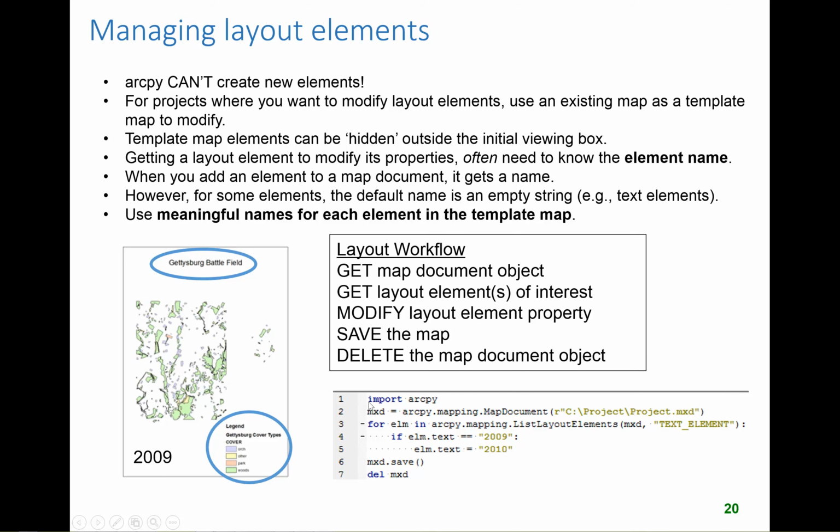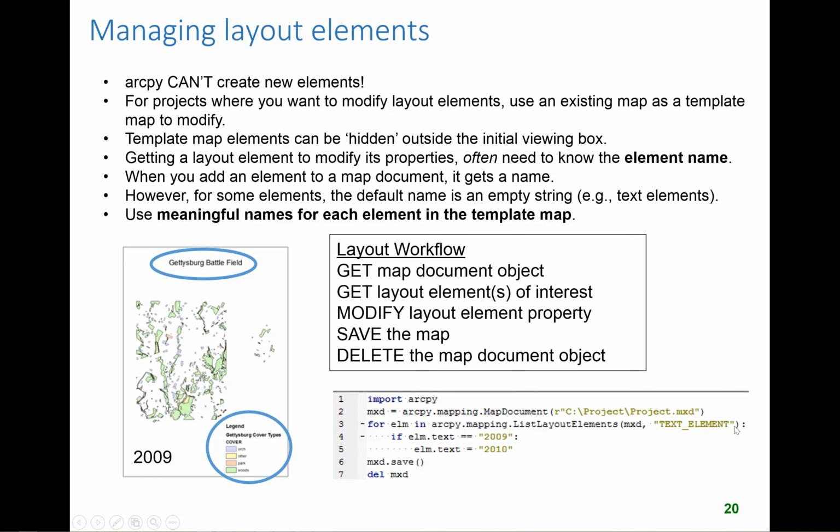Here's an example in the code here where we create the MapDocument object, and then we get a list of all of the elements in the map with the listLayoutElements method. We get a list of all of the elements that are text element type. So then we loop through those elements and we check if the text in the box is 2009. If it is, we want to change it to 2010 to update it. Then we save and delete the map.